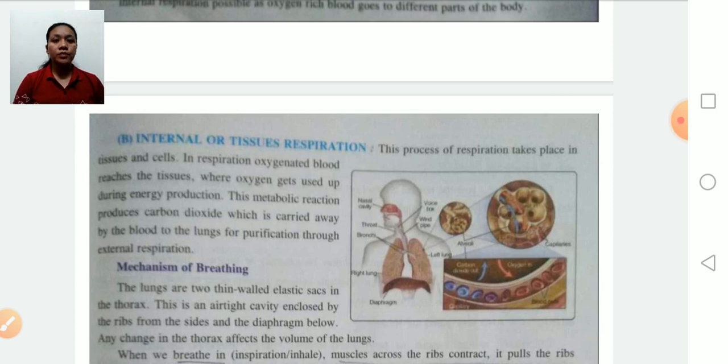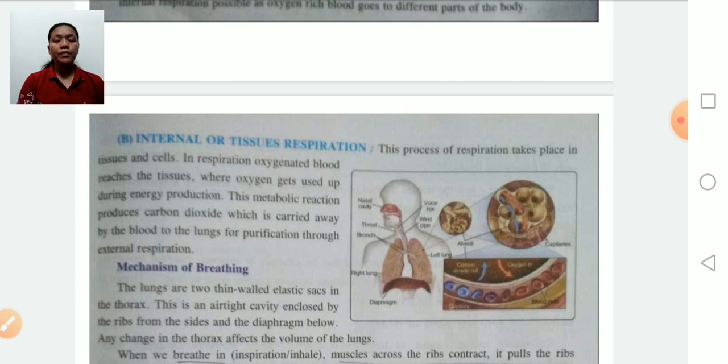During external respiration, oxygen reaches the blood, and that purified blood contains the oxygen. That oxygen is used for energy production, and during energy production it releases carbon dioxide, which is carried away by the blood to the lungs for purification through external respiration.